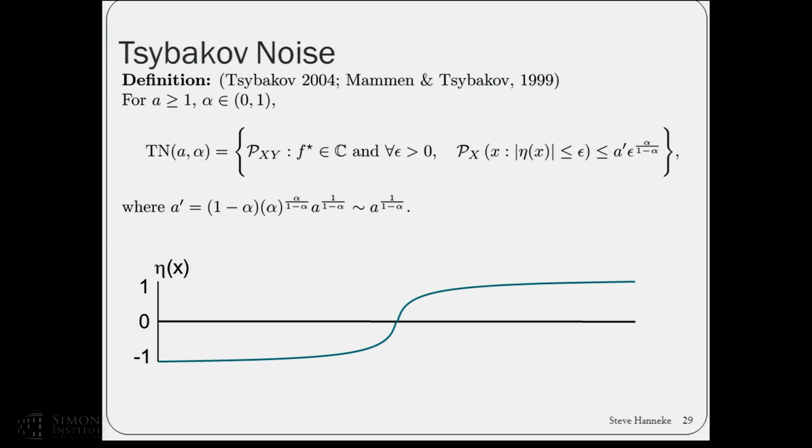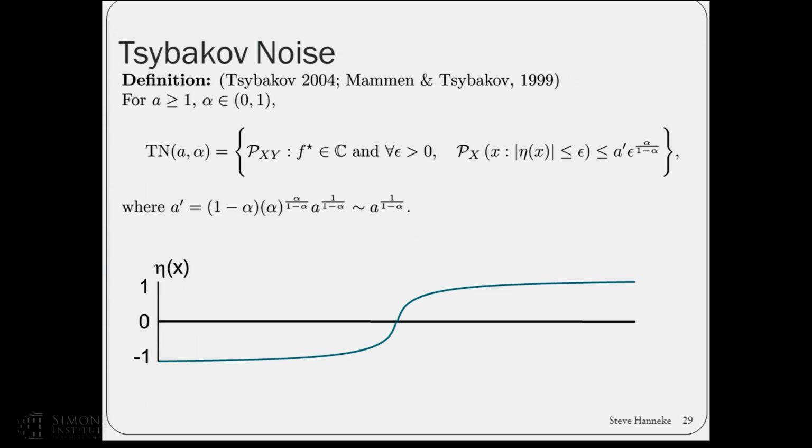It's a set of distributions such that the optimal classifier is in the concept space, and for any epsilon, the probability that you get a point whose regression function has magnitude less than epsilon is like epsilon to a power depending on alpha. Here, large alpha gives you a better noise condition, like lower noise, and small alpha is higher noise. So this is saying eta near 0 is a very noisy point, and eta far from 0 is a not very noisy point.